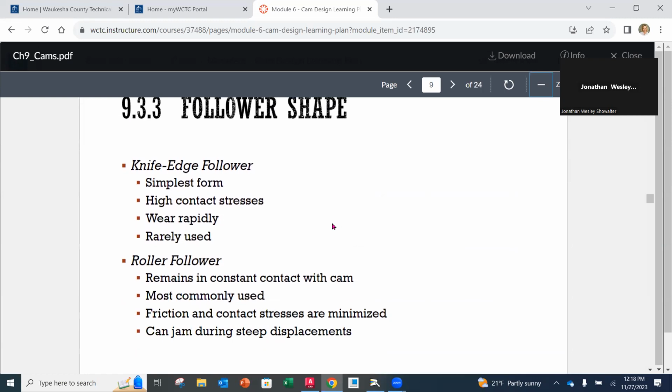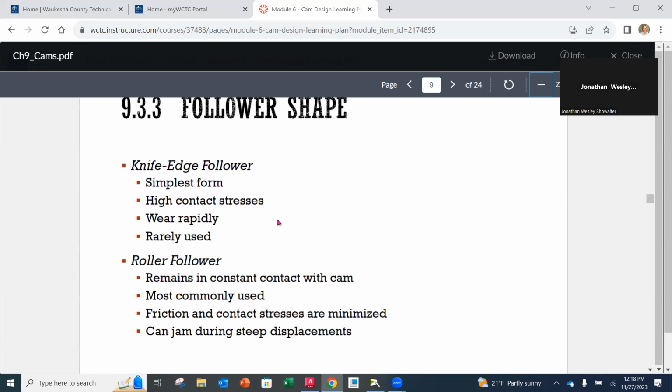We already looked at follower shape. There's the knife edge. This is the simplest form. It does create high contact stresses because all of the force is going through that one point. Okay. It does wear rapidly, and it is rarely used unless it's for very low speed applications. Okay.